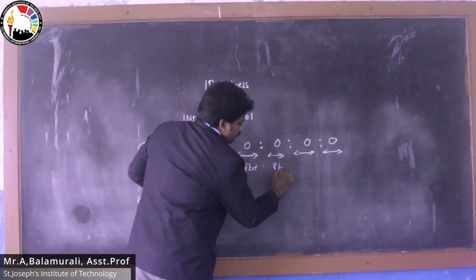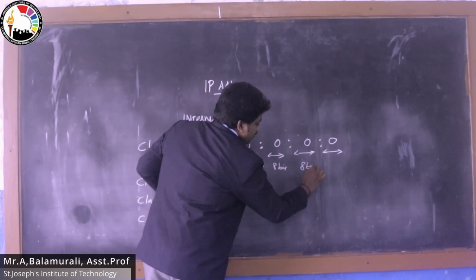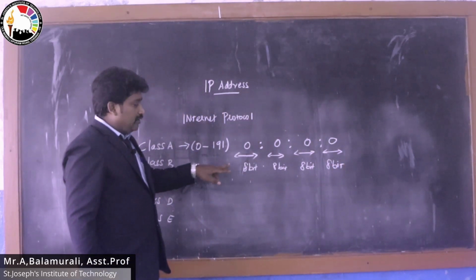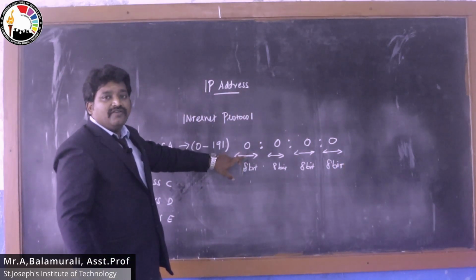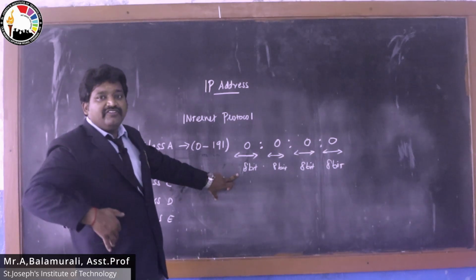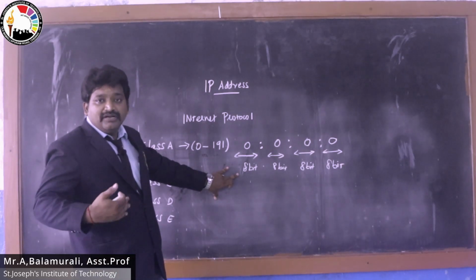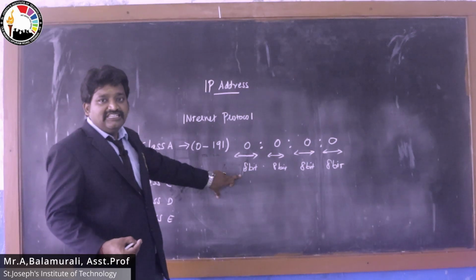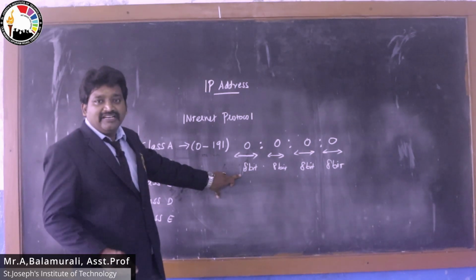This one is 8 bit, and this one is 8 bit, and this one is 8 bit. 8 bit means an 8-bit number of zeros is available. If you give any decimal number, it will be converted to a binary number. That is the common example. Every system knows only binary numbers.